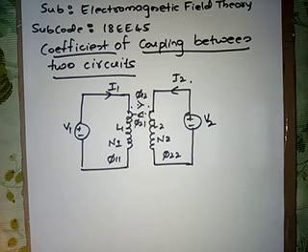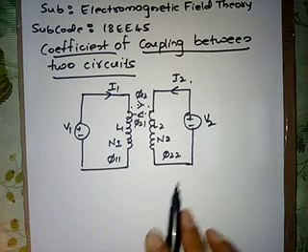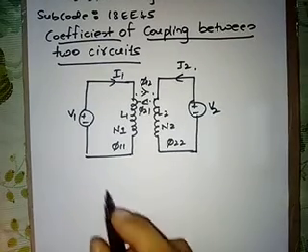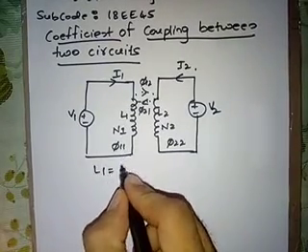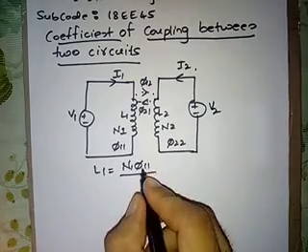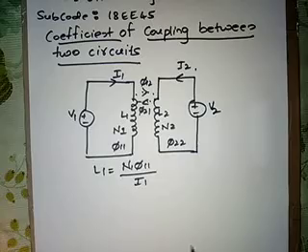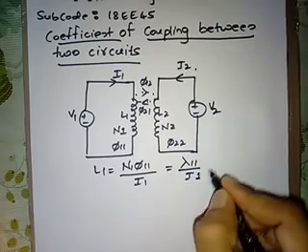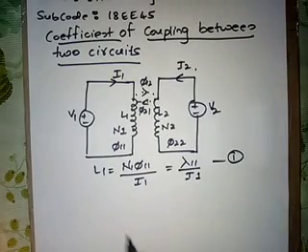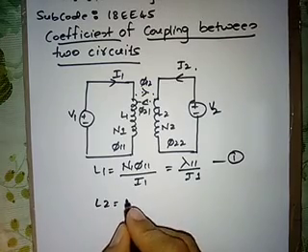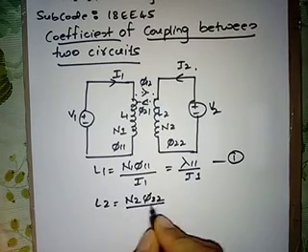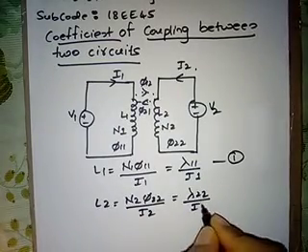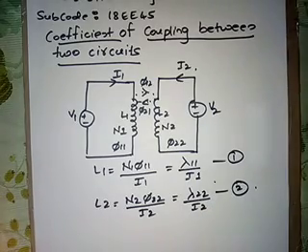Consider an example of magnetically coupled circuits. This is the figure of the magnetically coupled circuits. Self-inductance of circuit 1 and circuit 2 are given by the following. Let us write the equation for self-inductance. L1 is equal to N1 phi 11 divided by I1. So L is equal to N phi by I. This is equal to lambda 11 divided by I1. Take it as equation 1. Similarly, L2 is given by N2 phi 22 divided by I2, that is equal to lambda 22 divided by I2. Take it as equation 2.